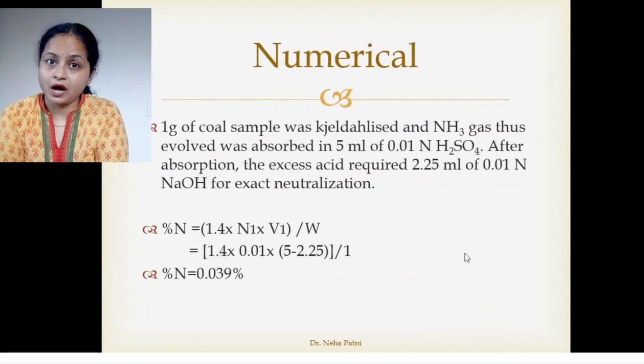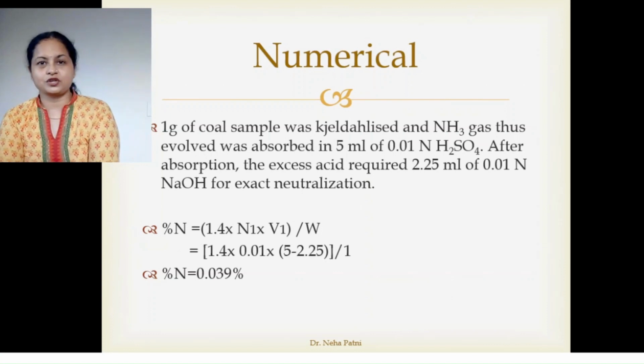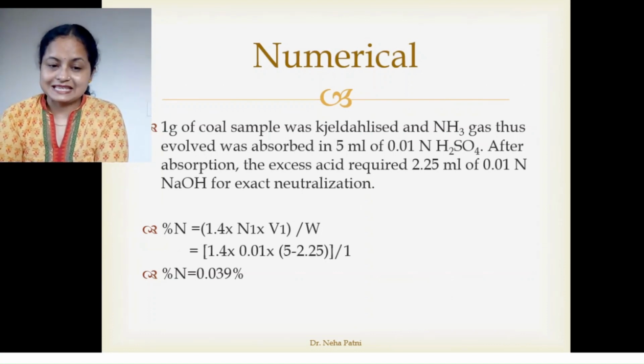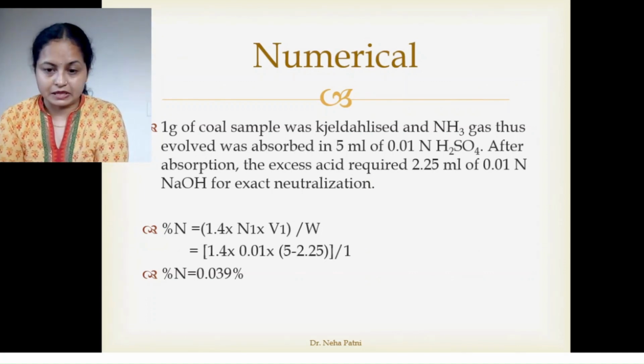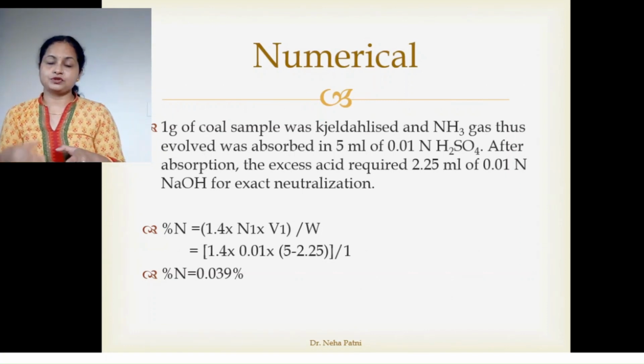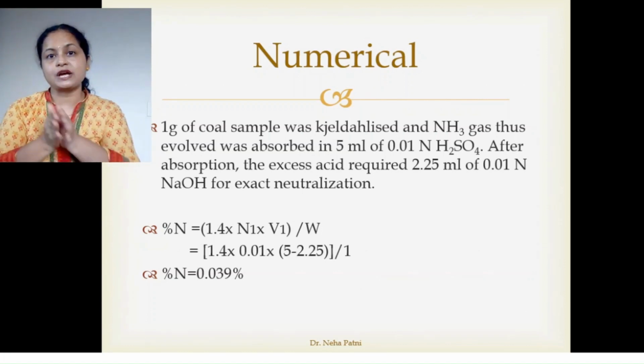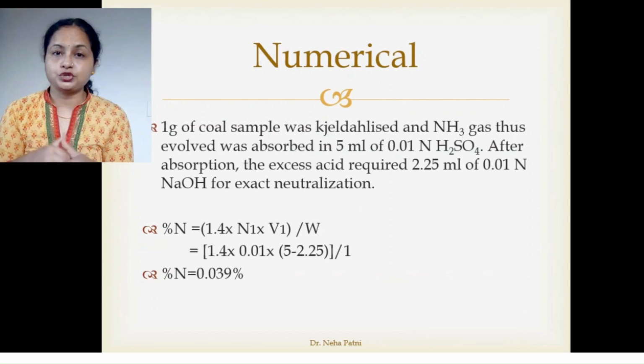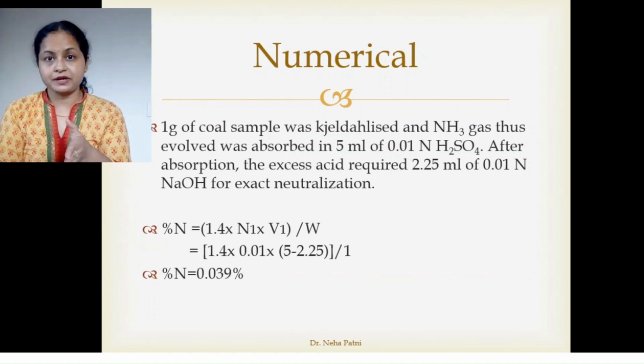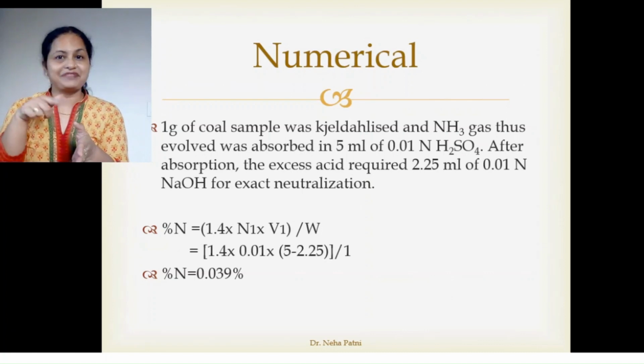Now if you have understood how to find out percentage nitrogen, let us cross check using this numerical. Here you can see that you have taken 1 gram of the coal sample and the NH3 gas thus evolved was absorbed in 5 ml of 0.01 normal H2SO4. That means the H2SO4 taken is only 5 ml. Now after absorption, the excess acid required 2.25 ml of 0.01 normal NaOH for exact neutralization. That means you have taken 5 ml H2SO4, you have let the ammonia be absorbed in it, and then you titrated it with a base. And the base reading is 2.25. That means the leftover is 2.25. So how much is used up? Used up is obviously 5 minus 2.25.